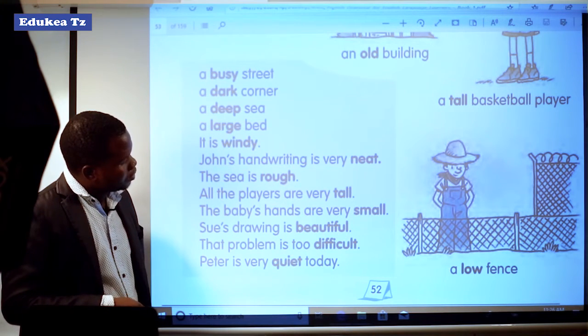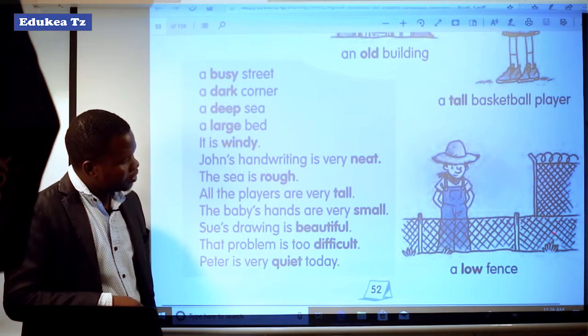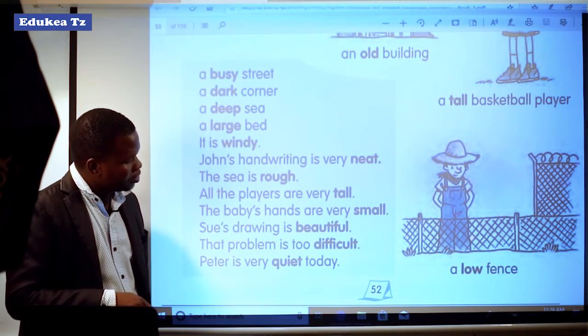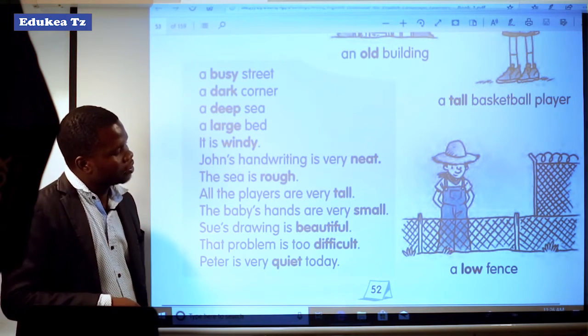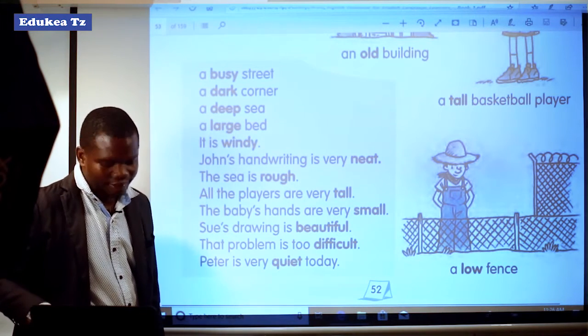Another example is a low fence. So we have this fence, but this fence is low. So the adjective describes how the fence is. That's why we say a low fence.